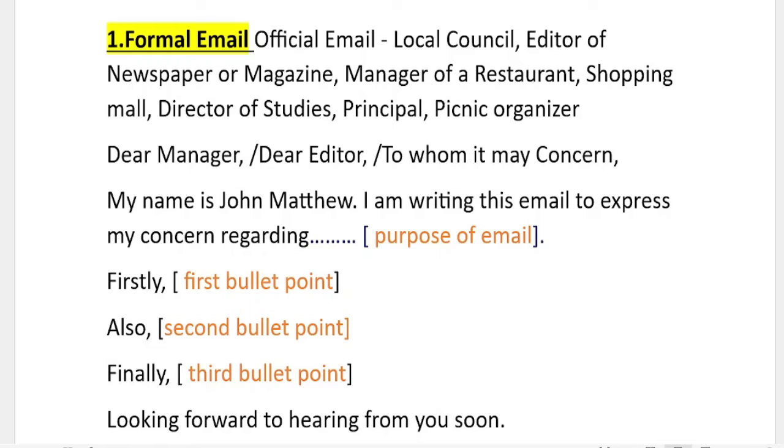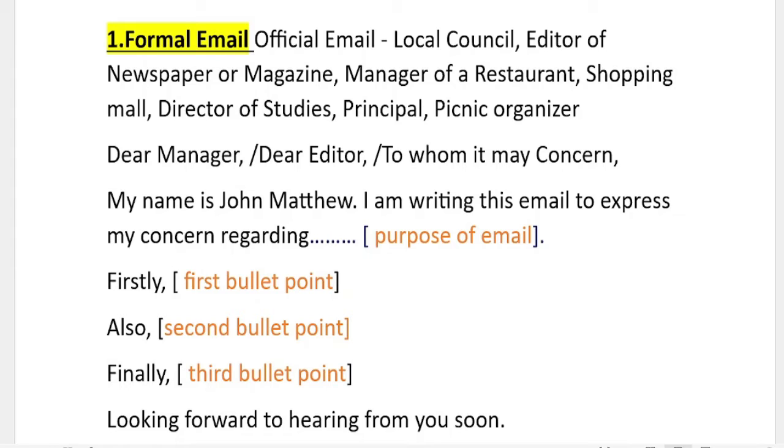And now the next thing is that once you write dear manager, put a comma, then you have to enter twice, so it shows that you have changed the paragraph. Start writing with your name. My name is this one, any name you can write. Then the next sentence, I'm writing this email to express my concern regarding. So here in this paragraph you just have to write the purpose of the email.